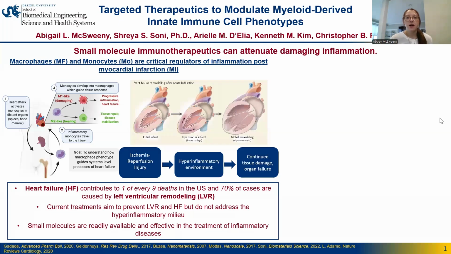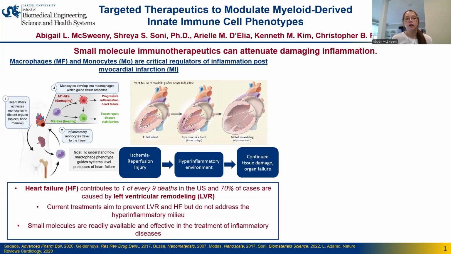Hi everyone, my name is Abigail McSweeny and I'm a first year PhD student in Dr. Christopher Odell's Tissue Instructive Materials Laboratory here at Drexel. And today I'm going to be discussing my work on targeted therapeutics to modulate myeloid-derived innate immune cell phenotypes.